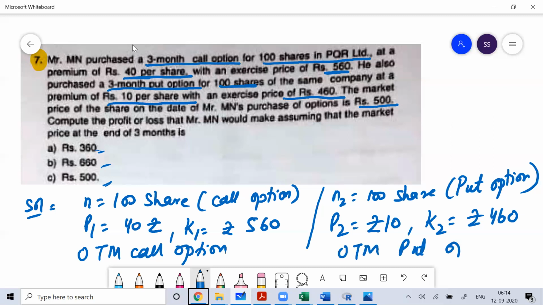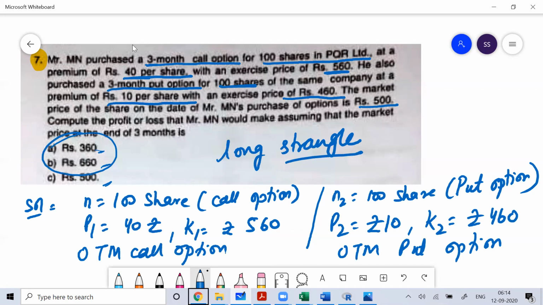So this is basically you took long call and long put together at different strike price. So ultimately you are creating a long strangle. The strategy is called long strangle. So you have to find his profit and loss at the end of 3 months if the price remains like this. I think I have done this problem in a previous video also. Doesn't matter, I'll do it again.